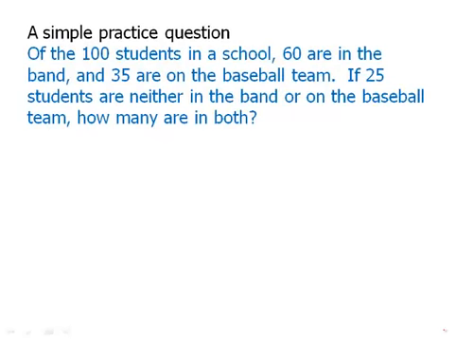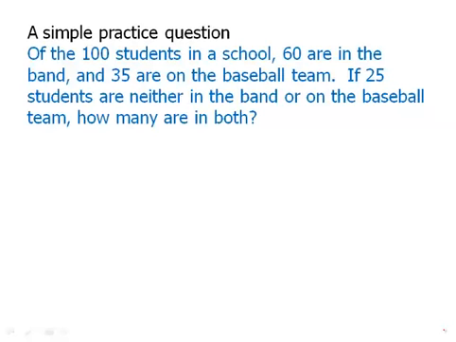Here's a very simple practice question. Of the 100 students in a school, so that's the total population, 60 are in the band, 35 are on the baseball team. If 25 students are in neither the band nor on the baseball team, how many are in both? So pause the video, and then we'll talk about this.